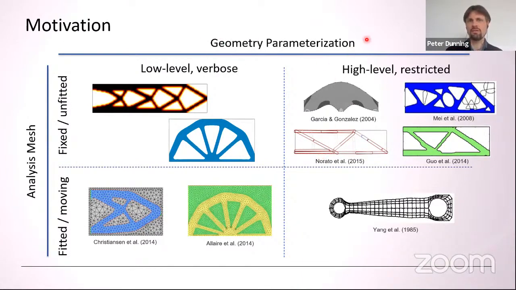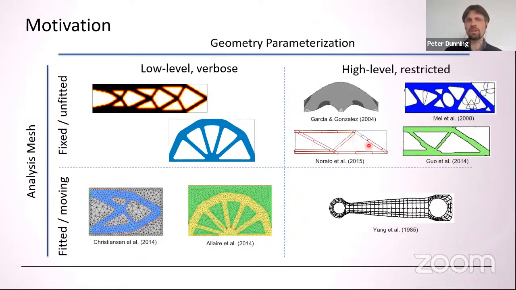Along the top, we have geometry parameterization, and we wanted to look at methods that had some kind of high level or restricted geometry parameterization, as opposed to the more low level or verbose parameterization associated with traditional topology optimization techniques, such as SIMP or level set. The reason that these methods come up with this is to somehow gain more control over the geometry in the final design. And the other aspect we looked at was the analysis mesh itself.